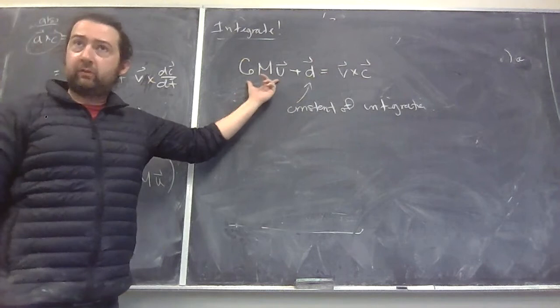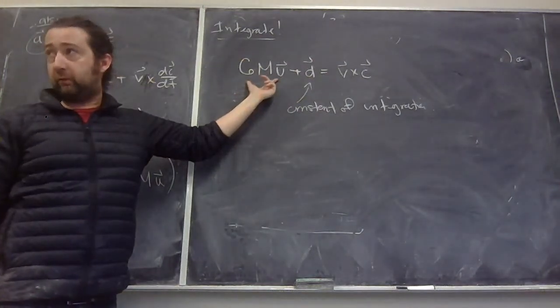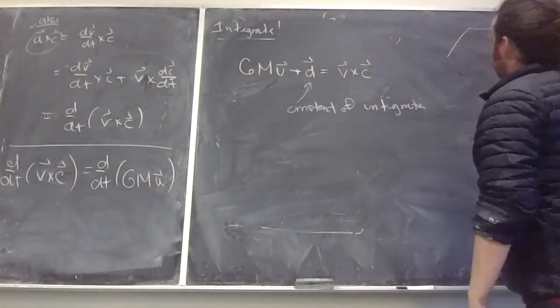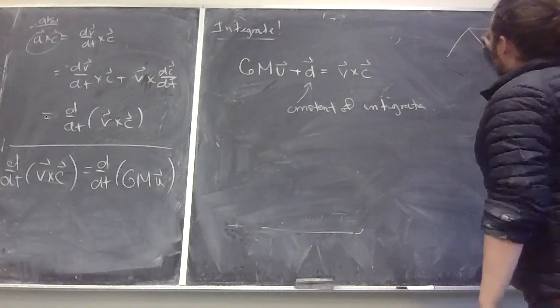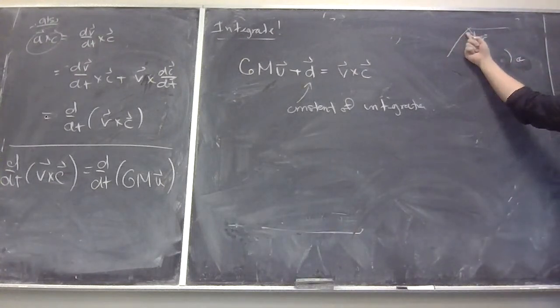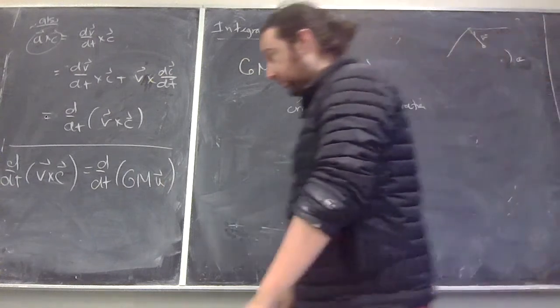U, remember, is a multiple of the R vector, and the R vector lies in the XY plane. Remember, the picture at the beginning was we had the XY plane look like this. Here was the vector R, and U is just a unit vector that points in that same direction. Right? And this is V cross C.